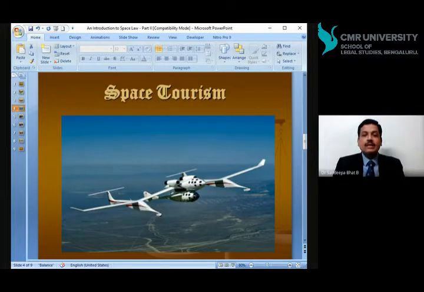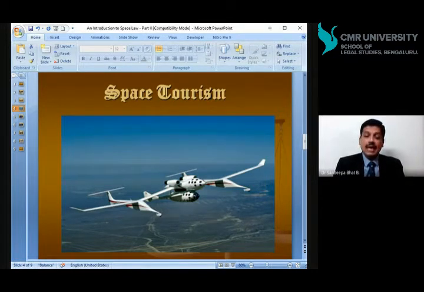We can find that there are many private companies like SpaceX, Virgin Galactic, Armadillo Corporation, Blue Origin, so many other companies who have all come into the picture for the purpose of carrying on space tourism. But space tourism once again brings forward crucial questions under space law. And one of the very significant questions is, what law should be applicable with respect to space tourism?